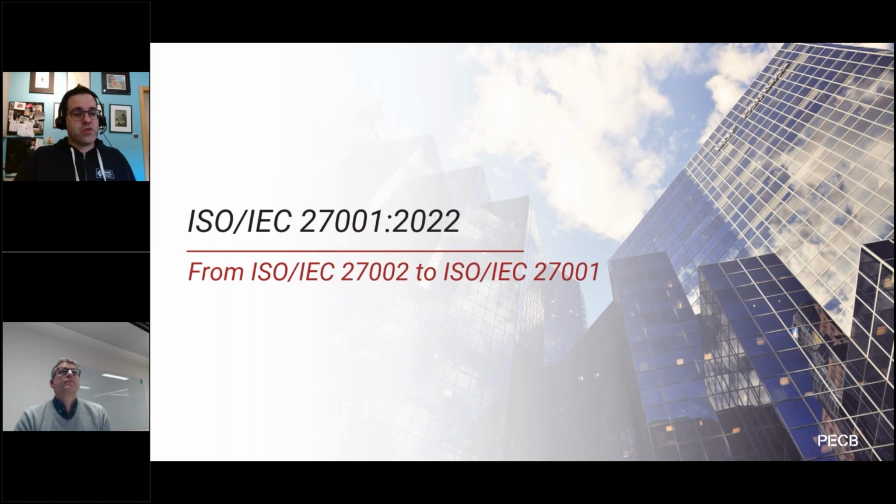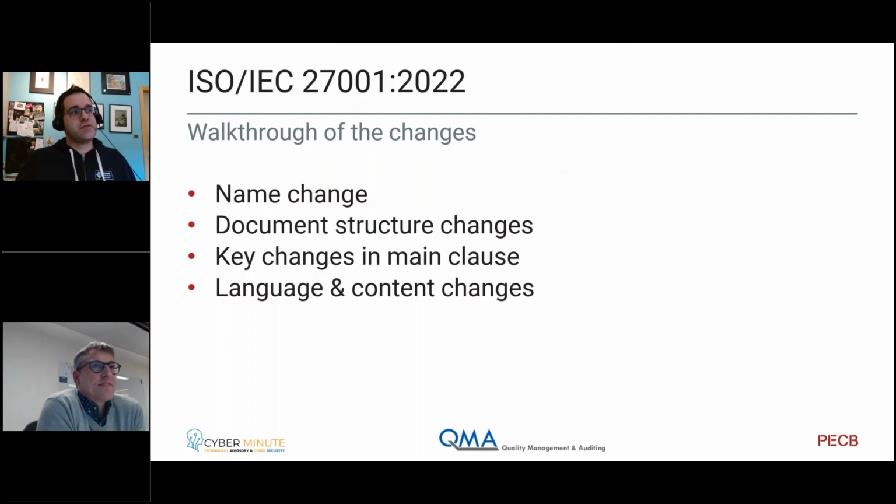Here we go. So one of the first things is the big changes. What do we have on changes? Interesting enough, we have a name change of the standard. We have some document structure changes where they aligned it a bit more with the high-level structure. Some key changes in the main clauses, and then, like Peter already mentioned, language and content, of course, also changed when they bring out a new standard.